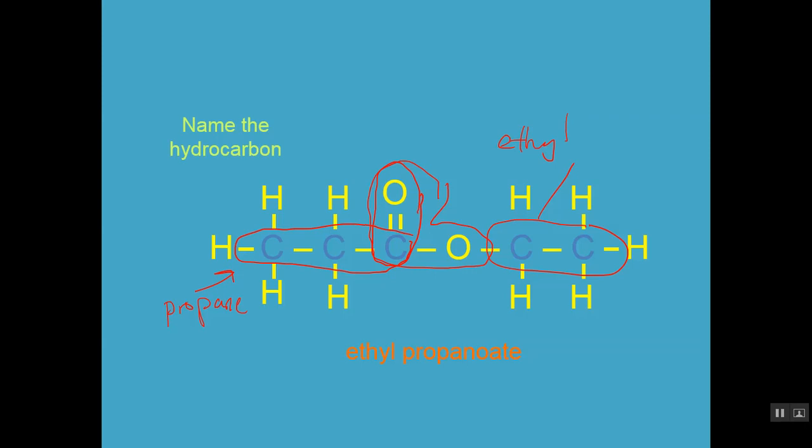We're going to say ethyl, propa, because that's our parent chain, and then OH, because it is an ester. Again, ethyl, because of the functional group, propa, because that's our parent chain, and then OH, because it is an ester.